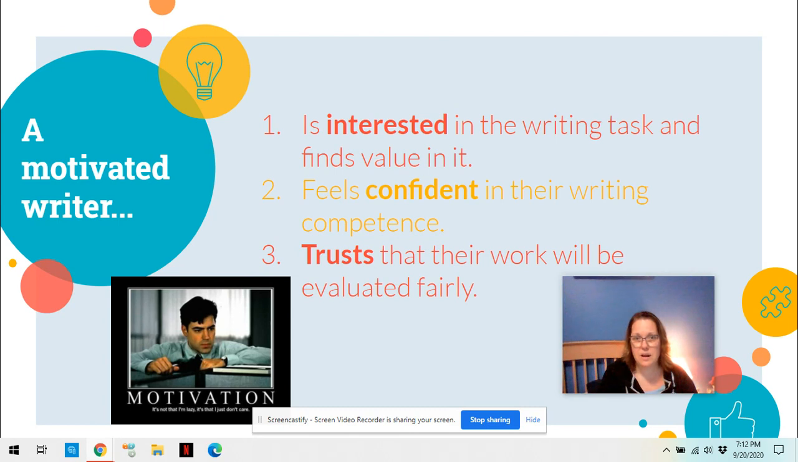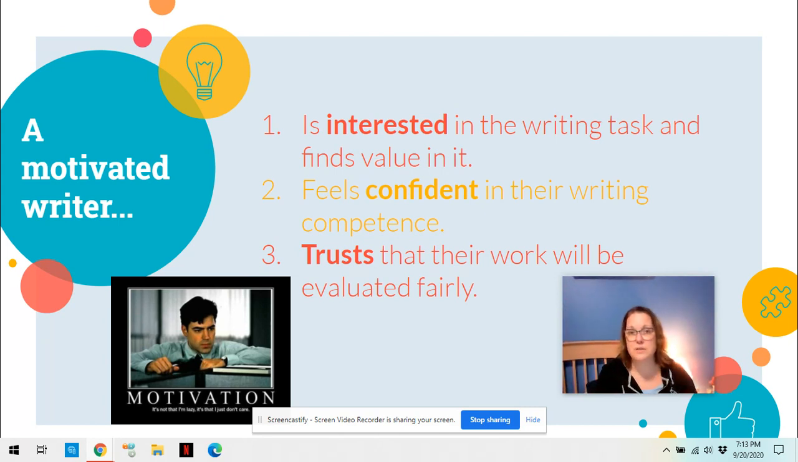On the other hand, I have a kid of my own who can find something super interesting and thinks, we get to write about this, and I get to pick the topic, and it's going to be great, and we're going to make this thing. And he trusts and loves his teachers and knows that he's not going to be judged harshly, but he has no confidence in his writing competence. And that causes him great anxiety, and he shuts down and doesn't write. It's not because he's lazy. It's because he lacks the motivation to even get started because of his anxiety and lack of confidence.